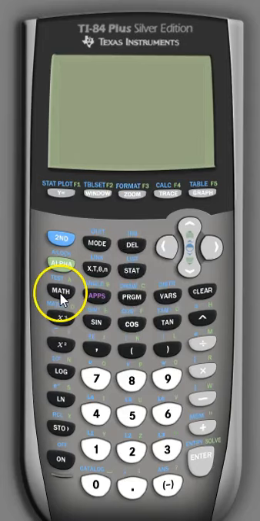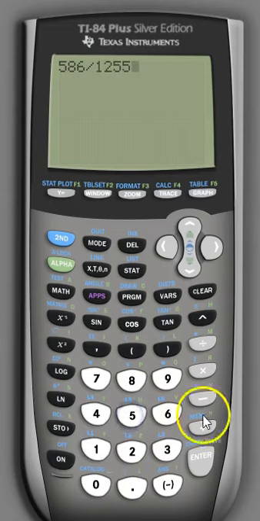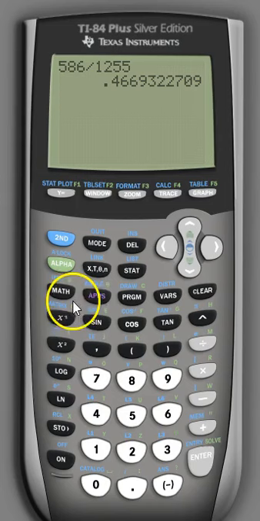There's a short video on what is behind the math button. Say for instance you have 586 divided by 1255 and you have this decimal and you want to know if it's a fraction.